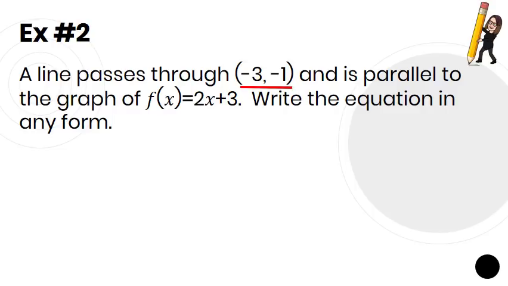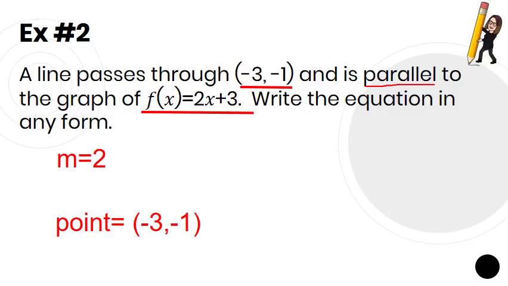A line passes through (-3, -1), and is parallel to the graph of 2x plus 3. Write the equation in any form. So first, if I identify my key features, I have a slope of 2, because they're parallel, it would be the same, and a point of (-3, -1). So to write my equation, let's do translated form. Y equals 2 parentheses x plus 3 with a minus 1.